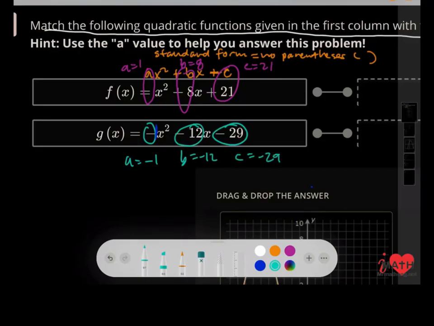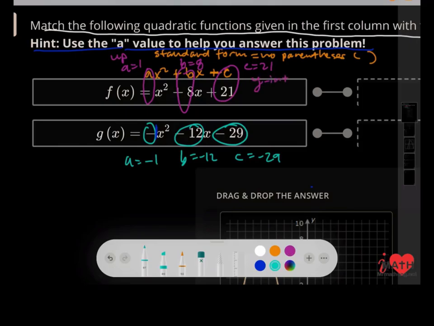So what's the advantage of both of these? Well, the A value, if it's positive, tells you a hint. Use the A value to help you answer the question. So A is 1, so it's going to go up, and then C equals 21 is the y-intercept. That's the advantage of the standard form.